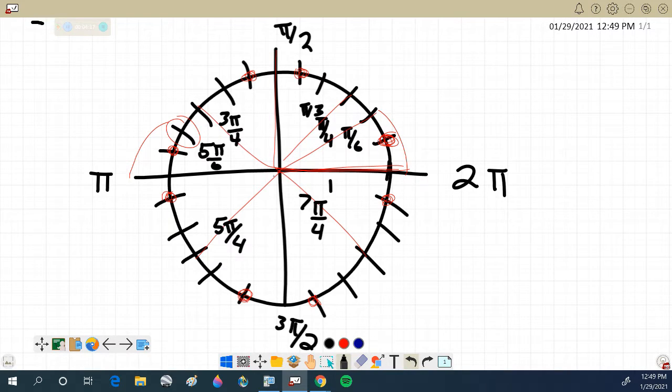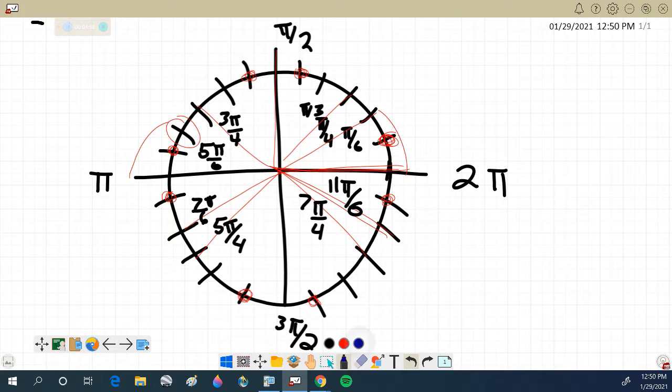Okay? Well, what's this one? It's 1/6 more than 1. So 7 pi over 6. Okay? Well, what about this one? It's 1/6 short of 2. And 2 is 12 over 6. So 1 short of that would be 11 pi over 6. Okay?